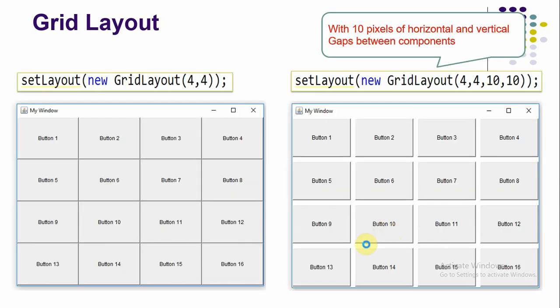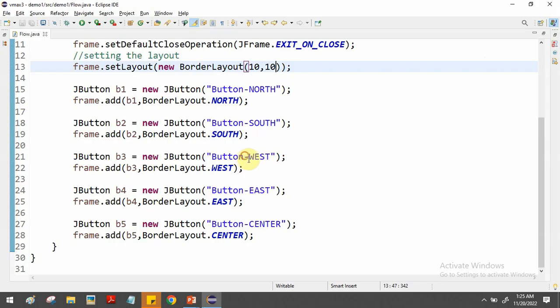Now let's see how to create a grid layout. Like this, set layout, new grid layout, and we can give the number of rows and number of columns. If I give 4 comma 4, we'll get 4 rows: this is 1, this is 2, this is 3, 4 columns and 4 rows. If you want to give some gap, the third argument is the horizontal gap, the fourth argument is the vertical gap, right? Let's see one example to understand this.